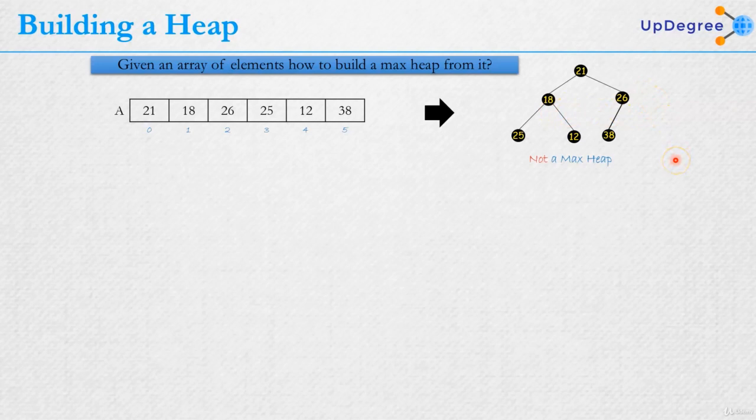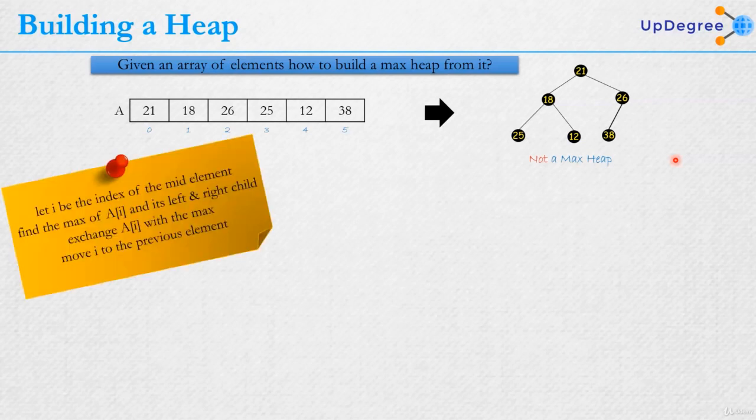If we are given a random array like this, how do we create or build a heap? In this case, we are trying to build a max heap, but we can also build a min heap using a very similar process. So how do we build a max heap from a given array?